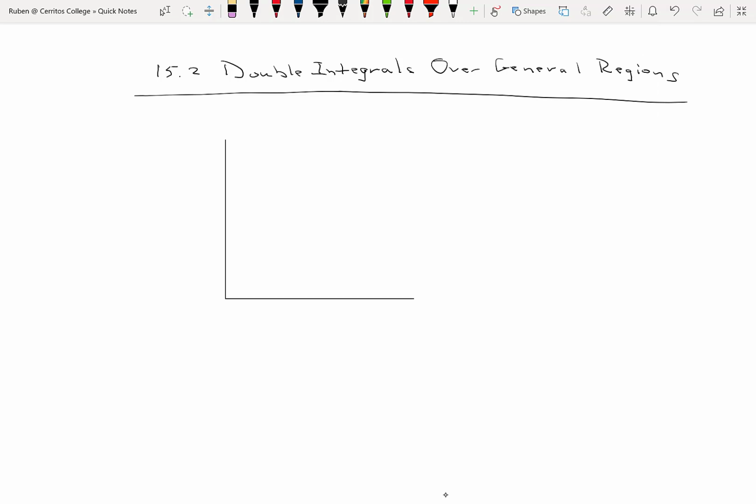So here's our first octant in 3-space, and I'm going to put a surface in 3-space. We're interested in the volume of the region bounded above by a surface z equals f of x, y, and below by the rectangle R equals [a, b] cross [c, d].